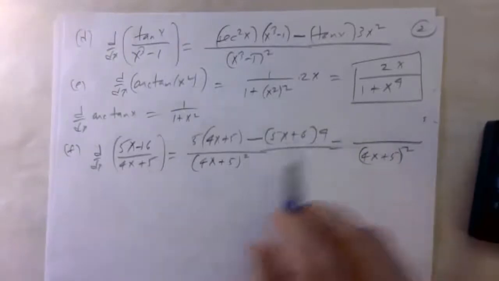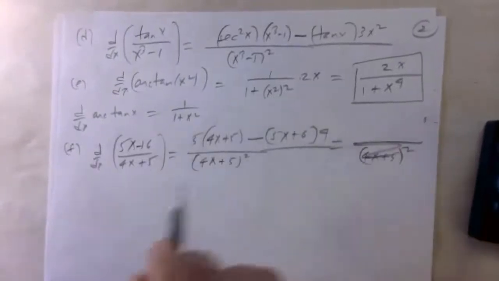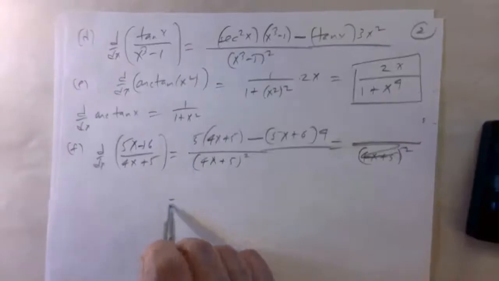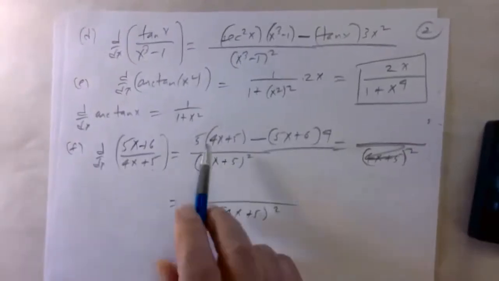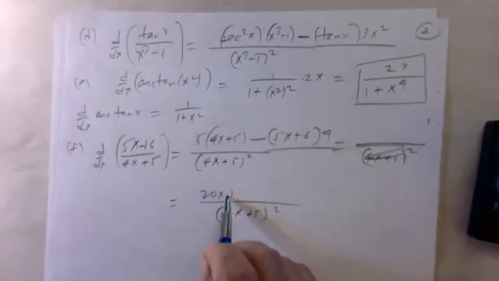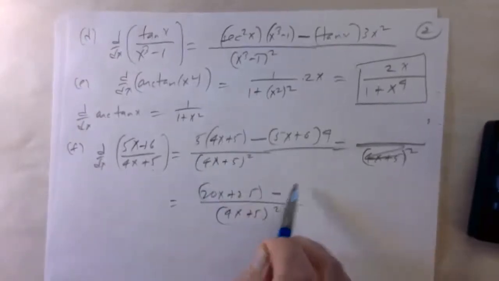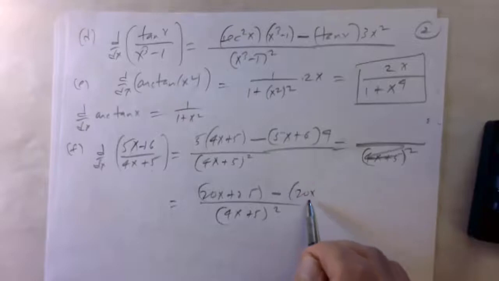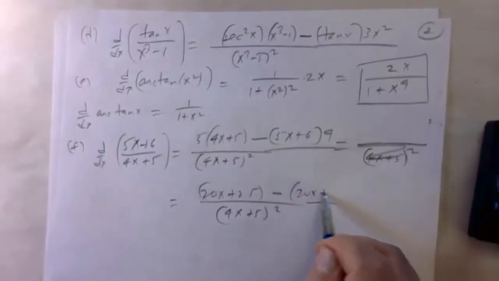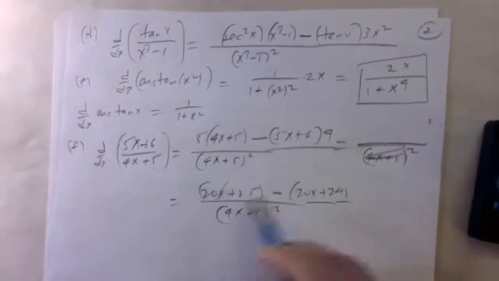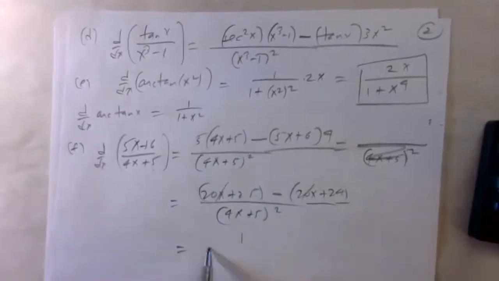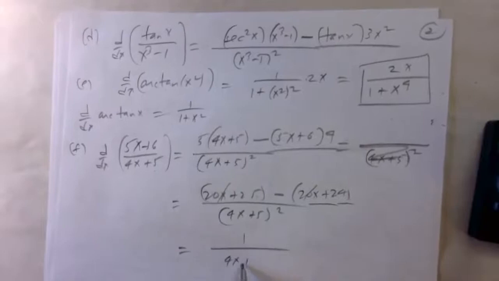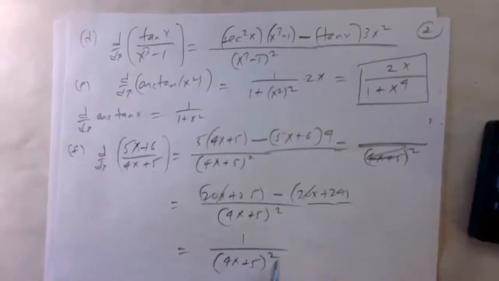In the numerator, what do we have? Let me just use the second line. We have 20x plus 25 minus 20x plus 24. The 20x's cancel. 25 minus 24 is 1. So the answer is 1 over (4x + 5) squared.